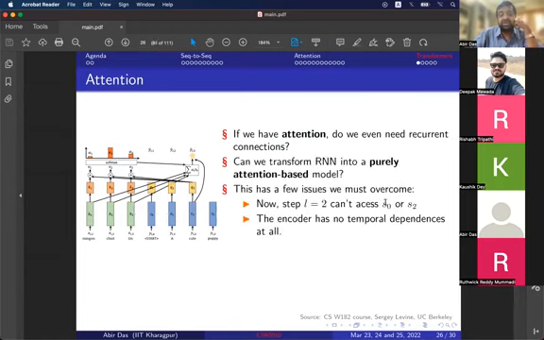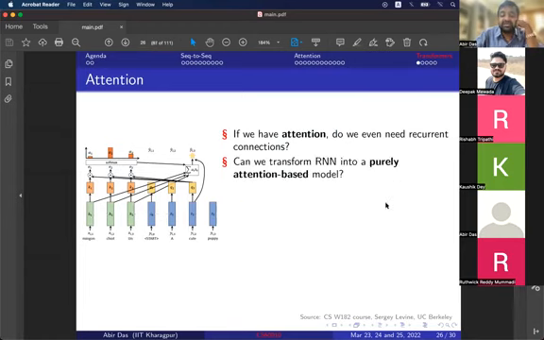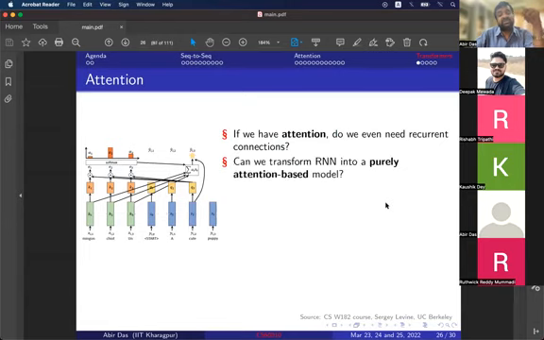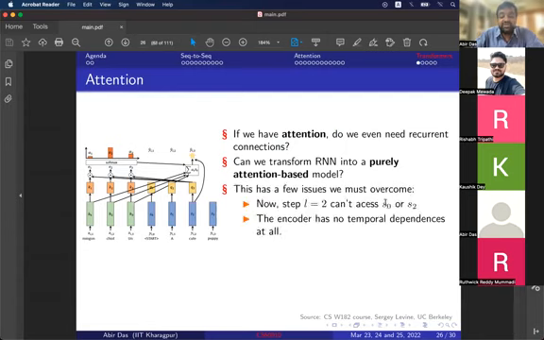Okay. So can we transform an RNN into a purely attention-based model? If you notice carefully, I have removed the RNN, the recurrent connections, from here to here. Now, this has a few issues we must overcome first. So what is that issue?